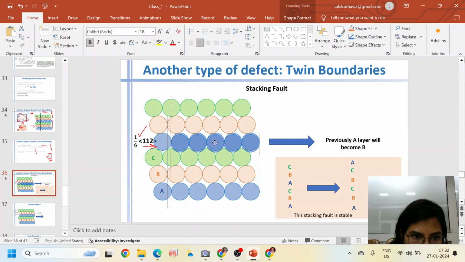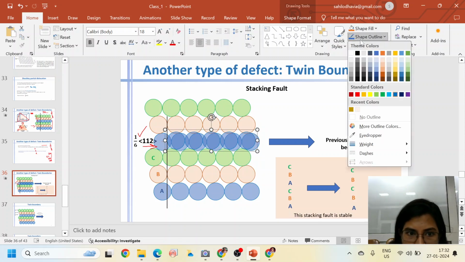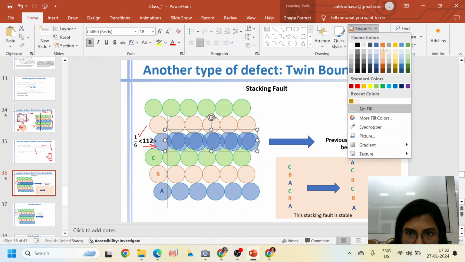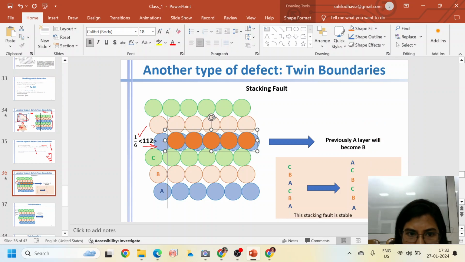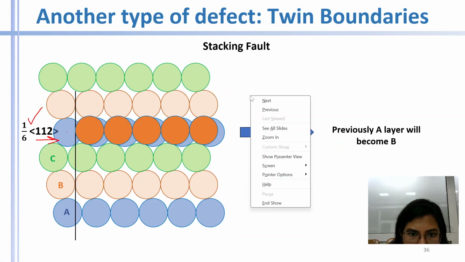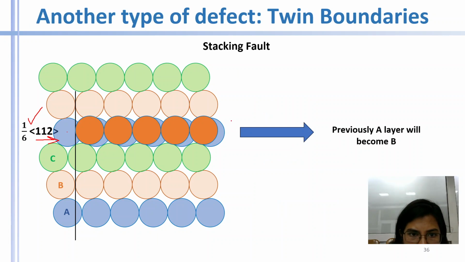Yeah, so this becomes the new one, so I am changing the color. So this was A, this has now become the new B. So the previously A layer will become the B layer.